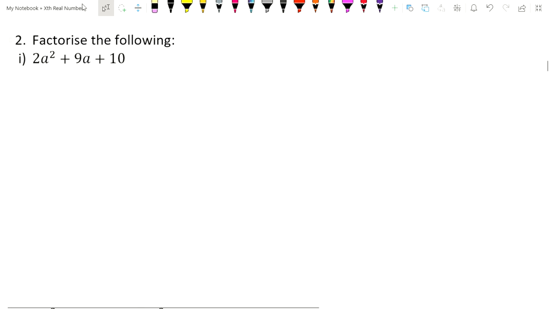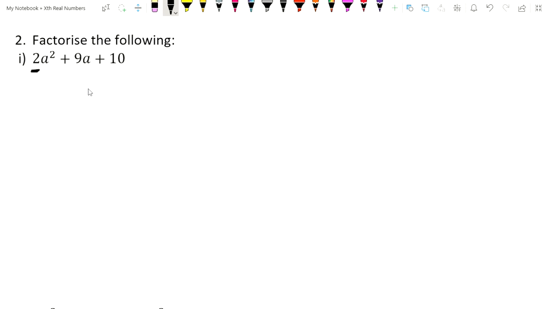Factorize the following. 2a square plus 9a plus 10. Okay, the same. How you did the first one, the same model only. This sum also, but here what is the difference? The coefficient is there. In the previous question, the coefficient is 1 only. Here the coefficient 2 is given. So a little bit of change will be there in this.